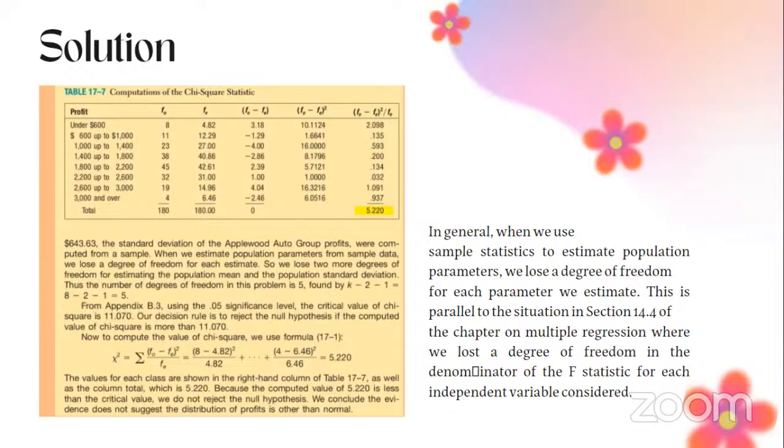In general, we use sample statistics to estimate population parameters. We lose a degree of freedom for each parameter we estimate. This is parallel to the situation in section 14.4 of the chapter on multiple regression, where we lost a degree of freedom in the denominator of the F statistic for each independent variable considered.